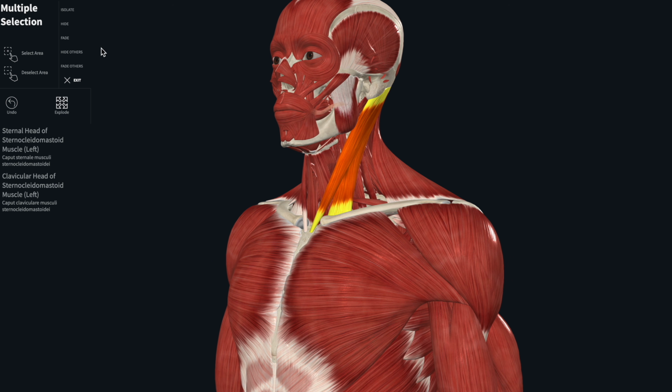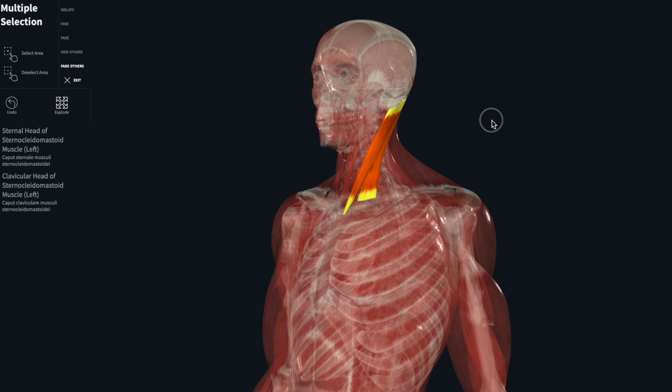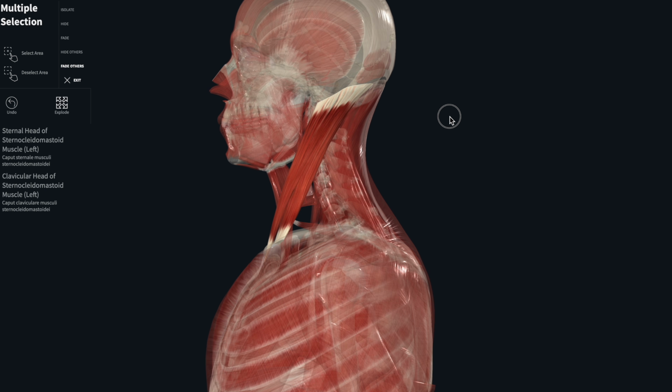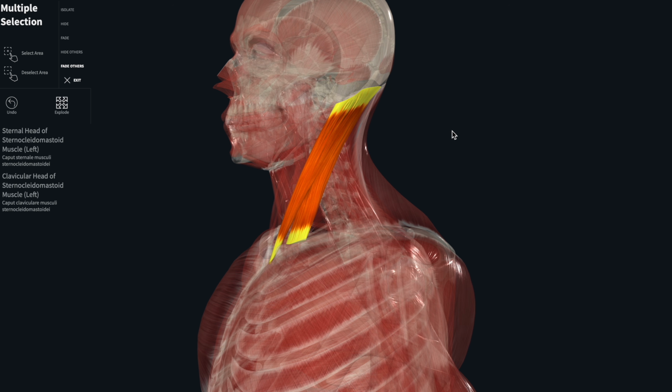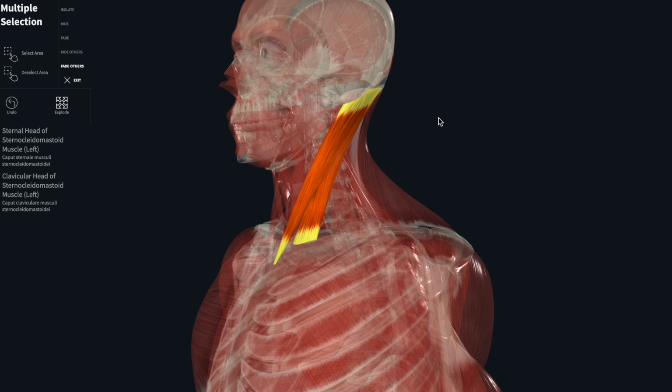So we've got two heads. And as you can see, I've selected both of them there. I'm going to fade everything around it so you can see its attachment points. And one of the interesting attachment points here, you've got the skull. So this muscle directly attaches onto the back of the skull here, which is really interesting. And this is where a lot of the headache and even migraine-similar symptoms can present themselves.